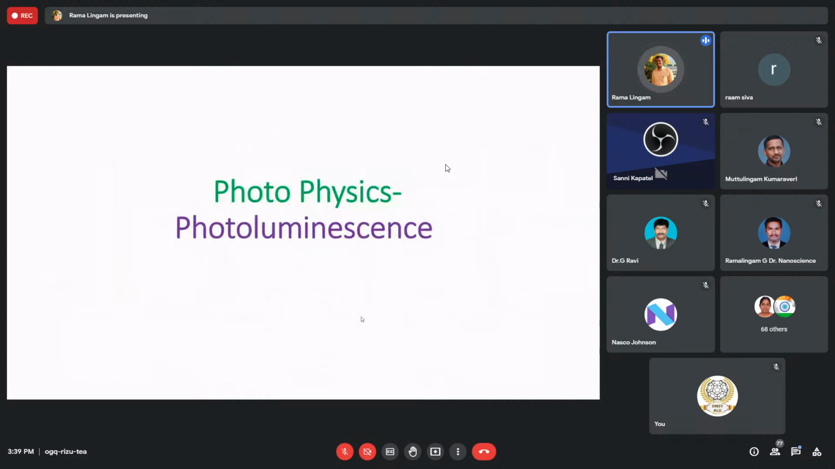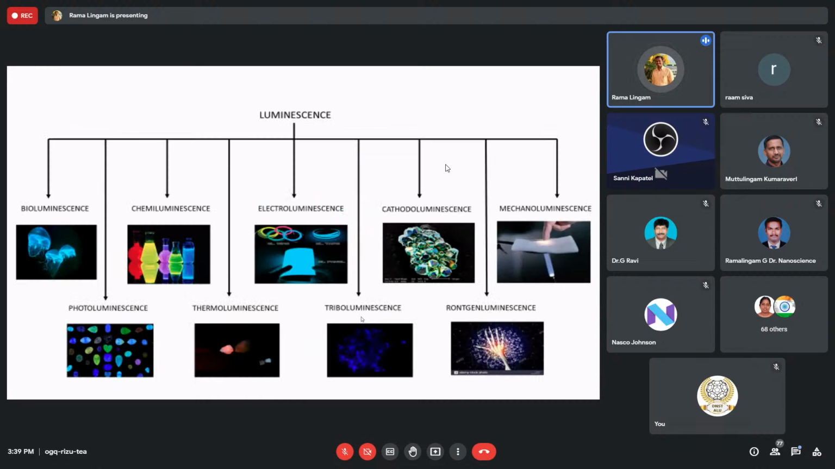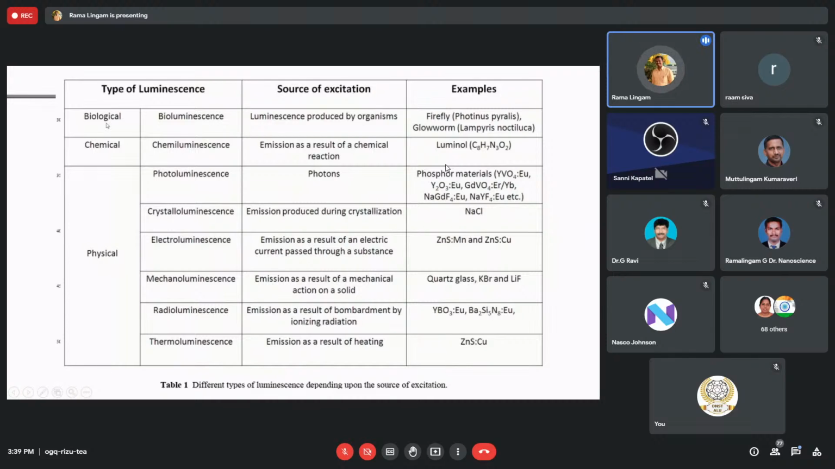This is also related to quantum physics or photophysics. So, photoluminescence or luminescence. Generally, in basics, as we know, there are many types of luminescence. The biological luminescence starts from the periphery: small insects and microorganisms have the ability to emit light, called bioluminescence. Chemical ligands play an essential role in chemiluminescence. And in photoluminescence, the source of excitation is photons, and phosphor materials are used.